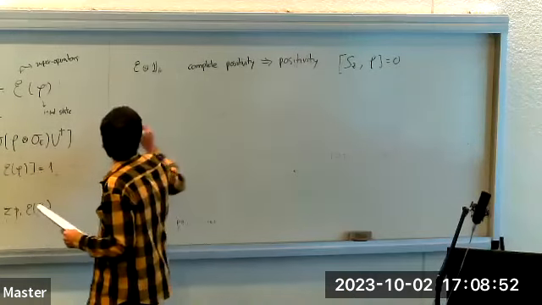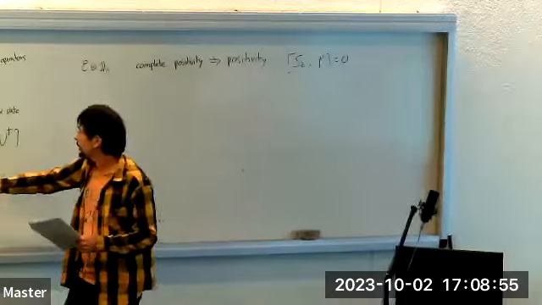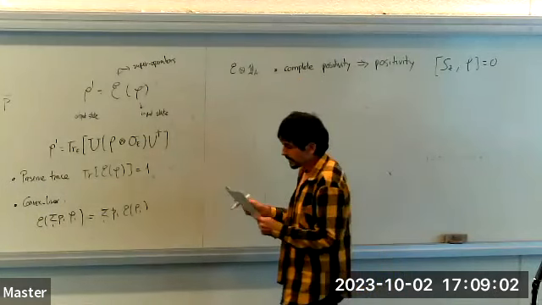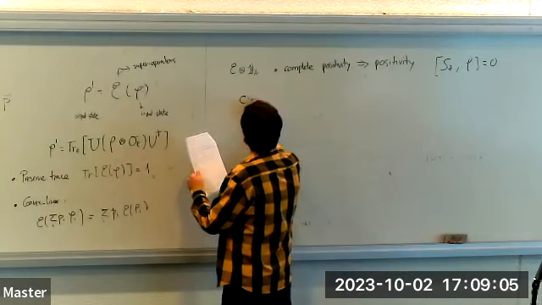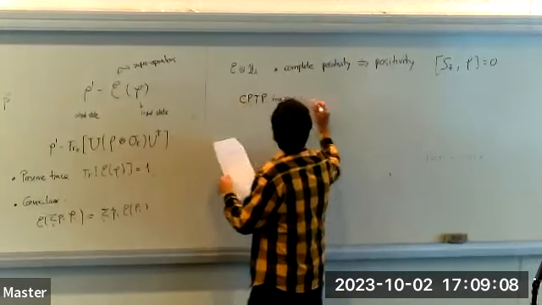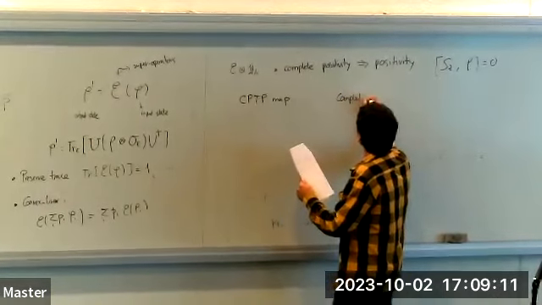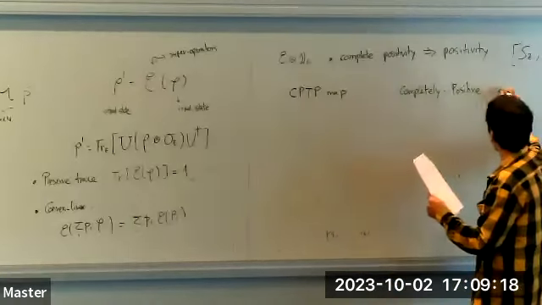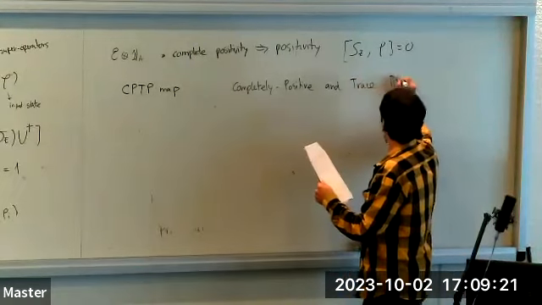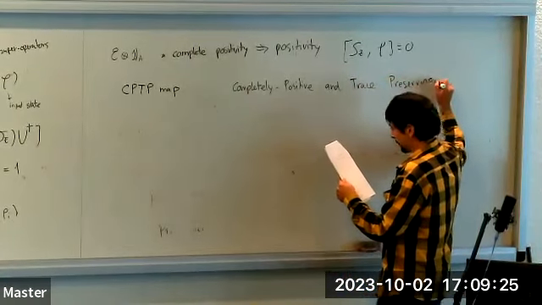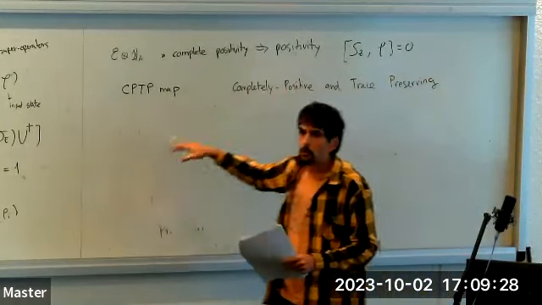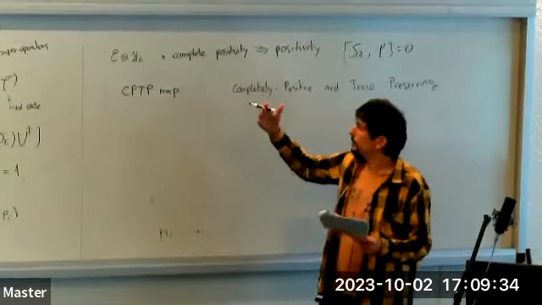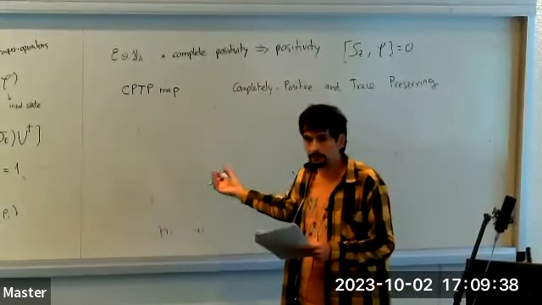If our map verifies these three properties, preserves the trace, is convex linear, and is completely positive, we say that it's a CPTP map. So this stands for completely positive and trace preserving. And these maps are also called quantum channels, okay? They are like the most general universal evolution for a quantum system, okay?